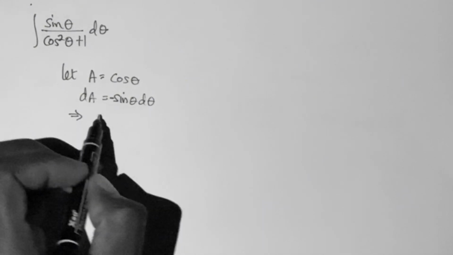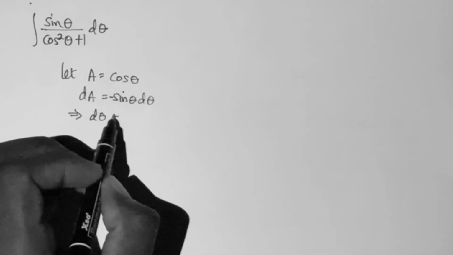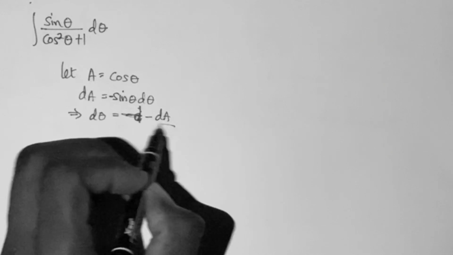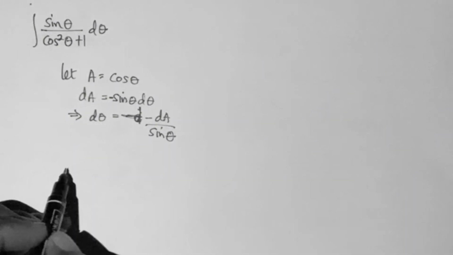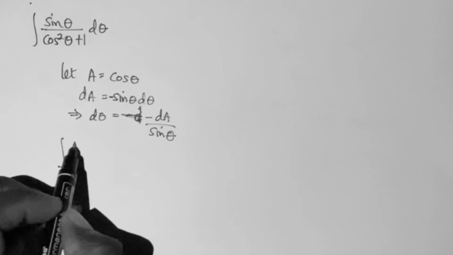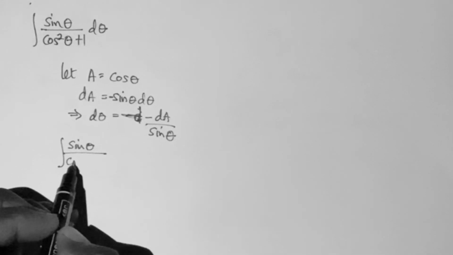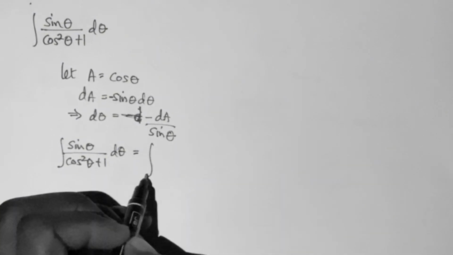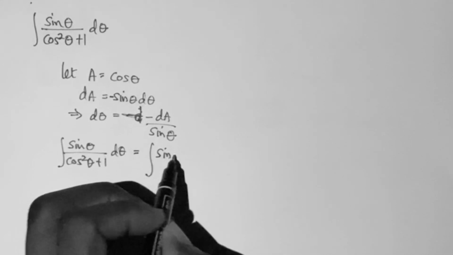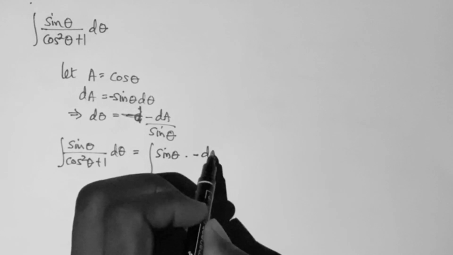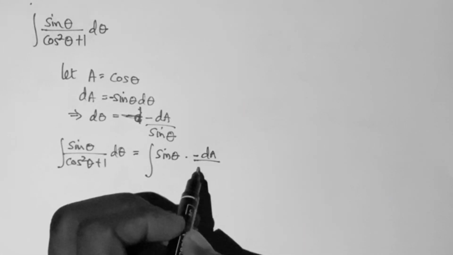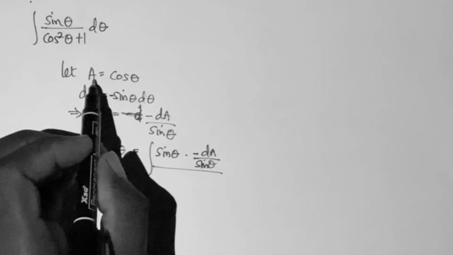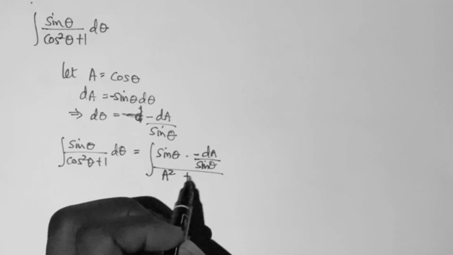So it implies that d theta is equal to minus dA divided by sine theta. So this integral of sine theta divided by cos squared theta plus 1 d theta is equal to integral of sine theta times dA, which is times d theta, which is minus dA over sine theta, then divided by cos squared theta, but a is cos theta, so cos squared theta is a squared plus 1.